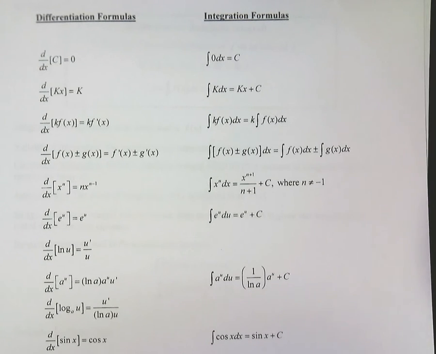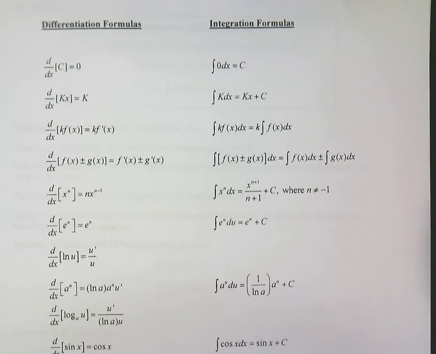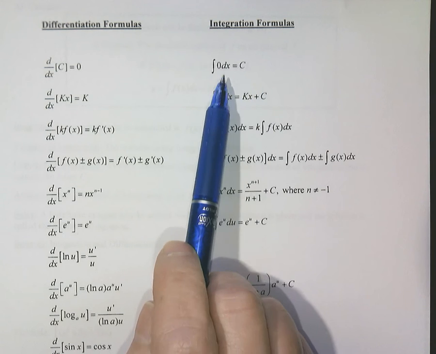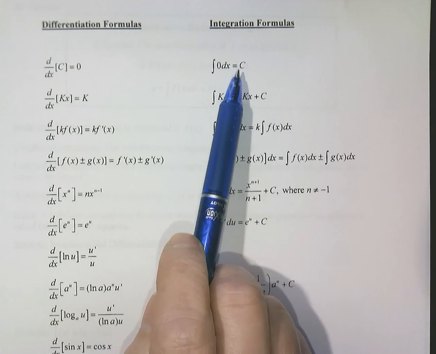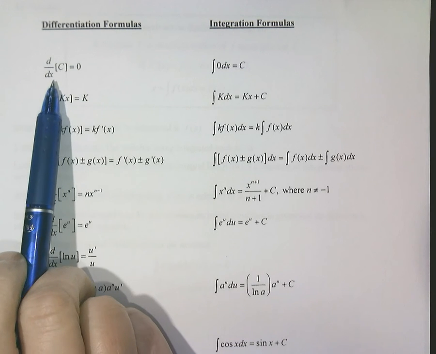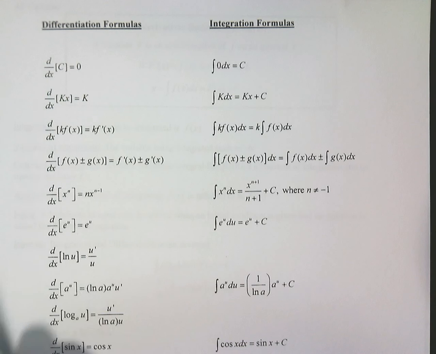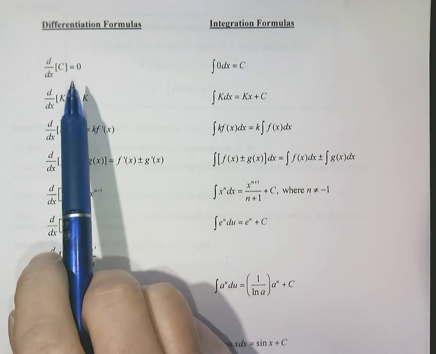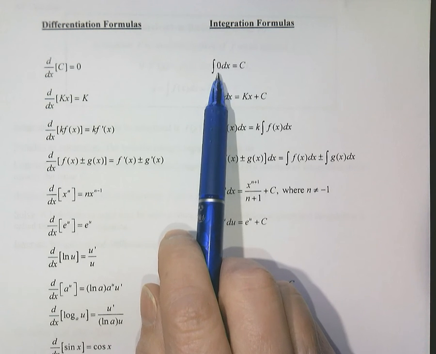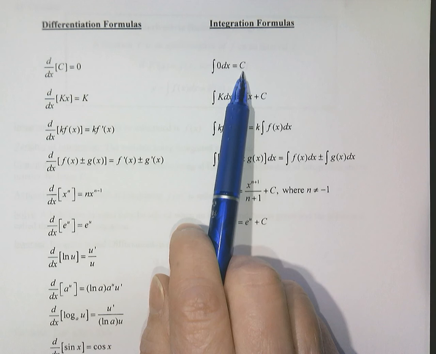So let's just talk about a couple of them. If you want to differentiate a constant, you get 0. So if you integrate 0, you get a constant. To me, this makes sense because if you take the differentiation of something, you get the slope of a tangent line. So a constant is a horizontal line, so its slope is 0. If you go backwards and you want to find something that has a slope of 0, it can be any constant.